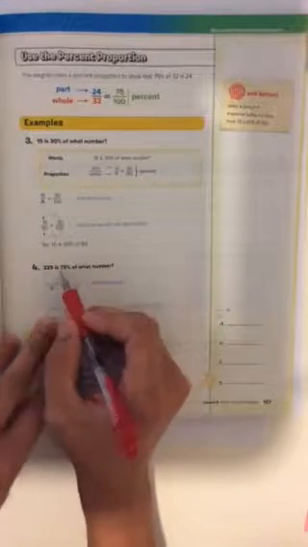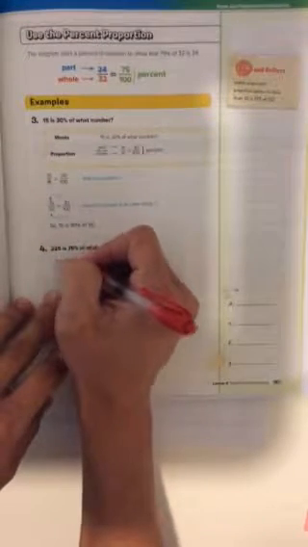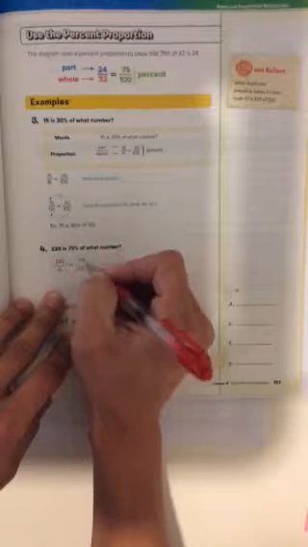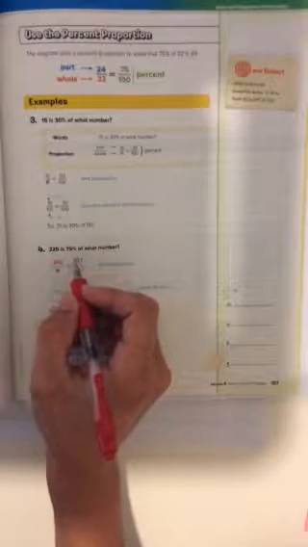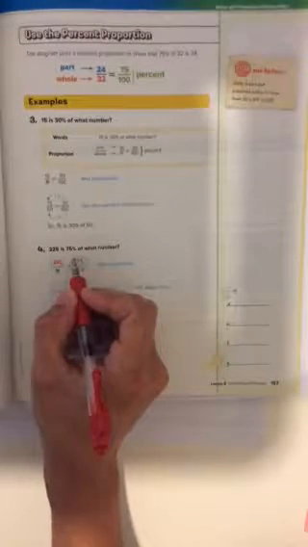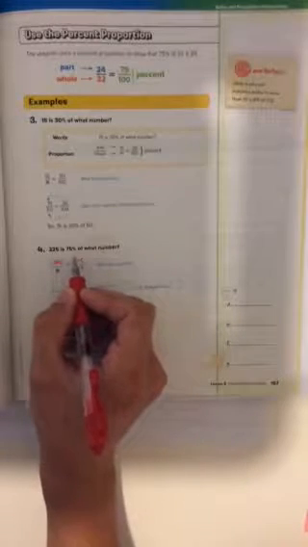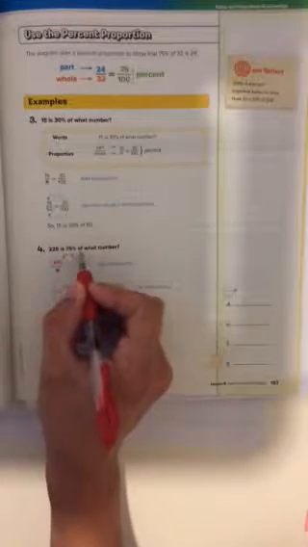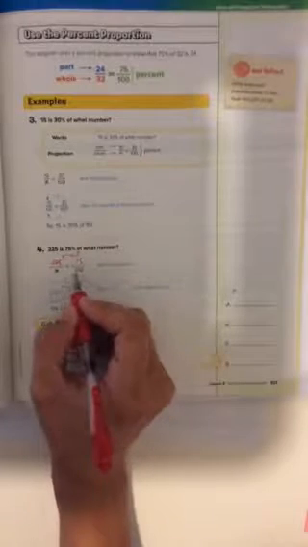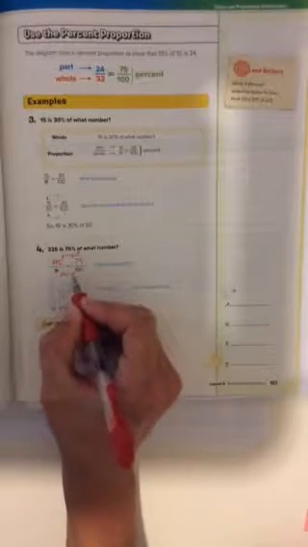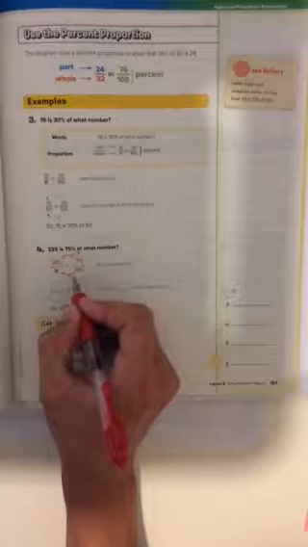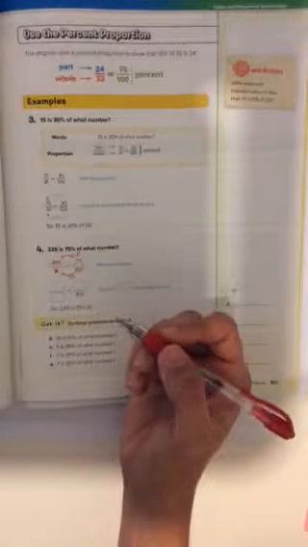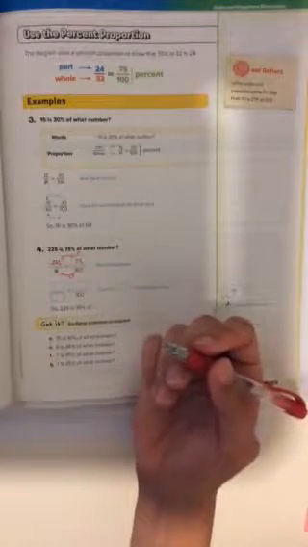Or 225 is 75% of what number? Okay, so 225 is 75% of what number? And the way you really do this is you say, what relationship does 75 have to 225? Well, 75 times 3 is 225. So that means if these are going to be the same, 100 times 3 needs to be whatever this number is. Okay? And so your answer is just going to be 300.